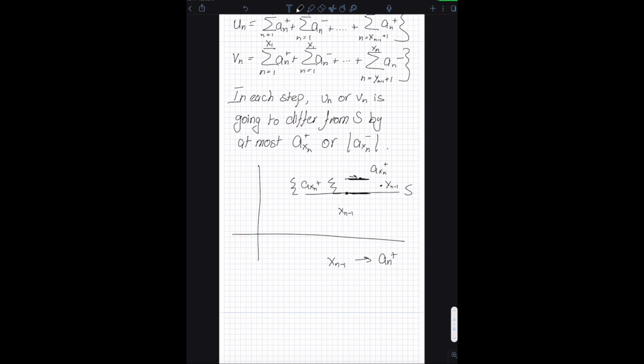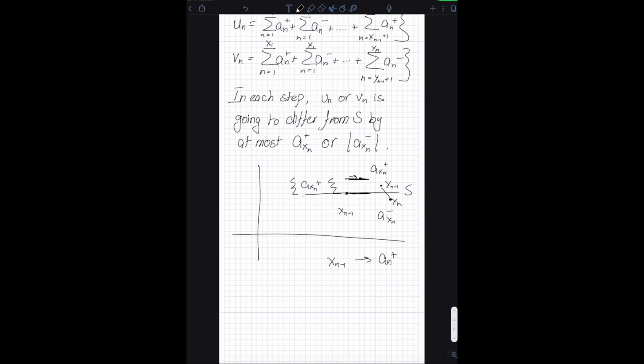Once I subtract y's of n, I'm going to reach something that is smaller than S, but it's going to differ from S by at most y's of n. It can't differ from S by something larger than y's of n, or the a of y n, or the y n-th term in the sequence a of n negative. It can't differ from S by more than that.